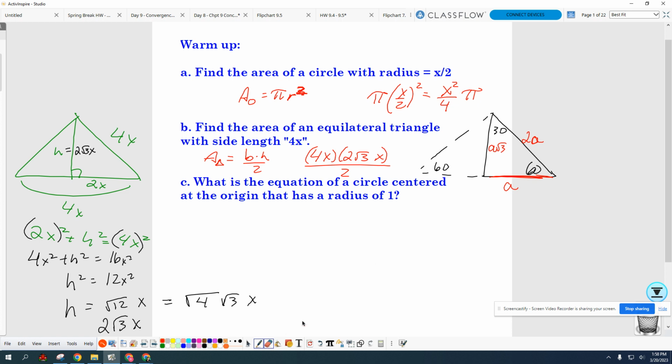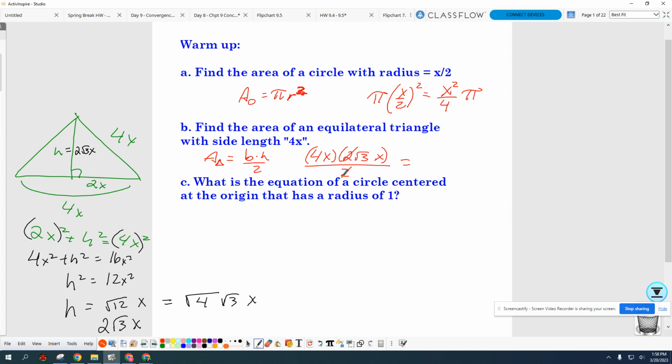Get 6. Wait, but aren't there? Oh, half base times height. This was the entire base, right? Oh. And this is the height. So I do still want the half.